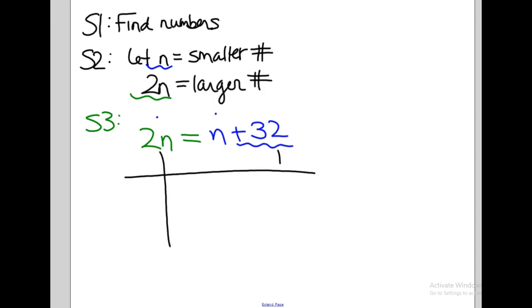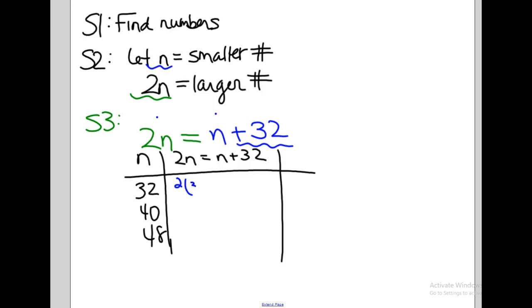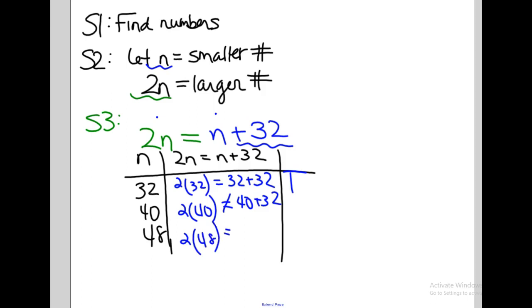We got to do our input-output chart. So we've got 2n equals n plus 32, and n, and I forgot our choices. Okay, 32, 40, and 48. Okay, here we go. I'm going to go with blue this time. So we've got 2 times 32 equals 32 plus 32. Well, that's true. Okay, so here's our true statement. Remember, we still got to fill in the input-output chart. So we've got 2 times 40, which is 80, does not equal 40 plus 32, because that's what, 72. Let's plug in the 48, and we're going to find out that doesn't work either. So those are both false.